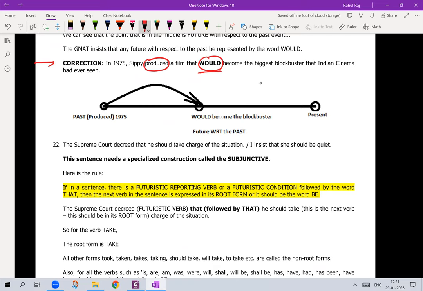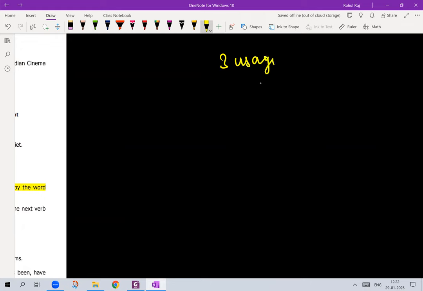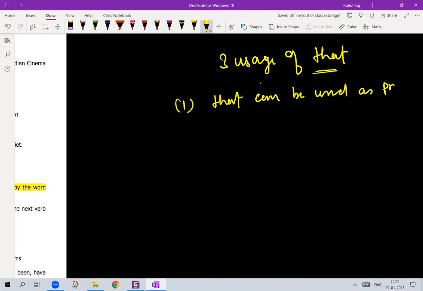So now, guys, come down to question number 22. Interesting one. We have learned three uses of that, right? Uses of that can be a lot, but I can promise you 90% of the time you will be able to understand the uses of that. The first was that can be used as a pronoun. Second, that is followed by a reporting verb. If that is followed by a reporting verb, that and that parallelism in the sentence is compulsory.